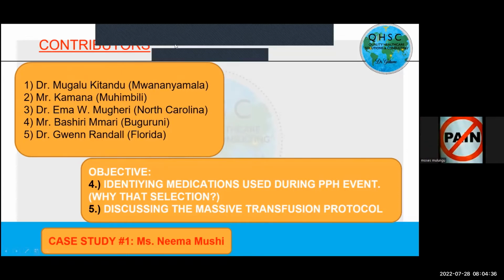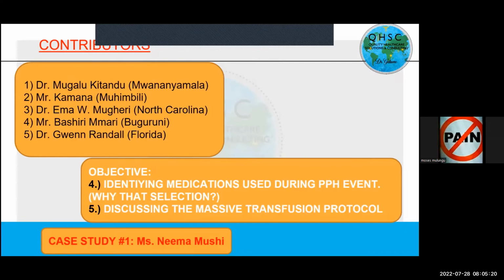Actually, we want to introduce the protocol we have these days. Some countries are using the so-called massive blood transfusion protocol. In our country, we don't have a massive blood transfusion protocol, but we know what to do. What we normally do, for instance, is that the patient will be given fluid and fresh frozen plasma.